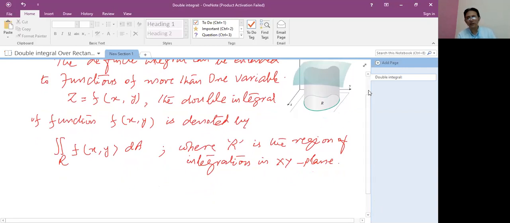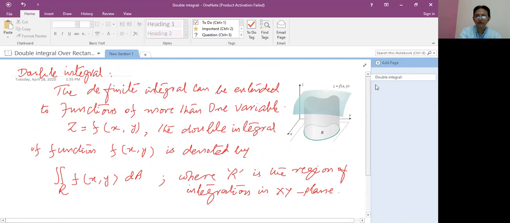Now, student, if we consider the diagram, you will see that it is a plane and a rectangular cylinder. This is called the region of integration in the xy plane, because when the function depends on two variables, it means z is equal to f of xy. It is the region of integration and the function depends on two variables.